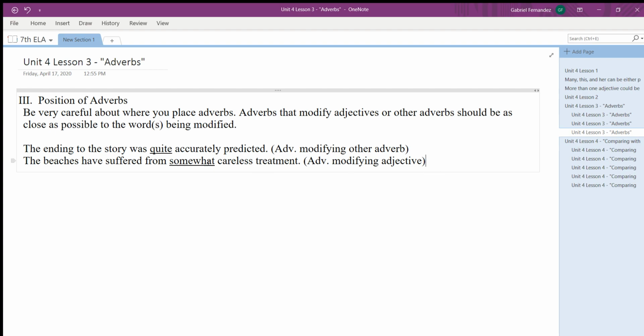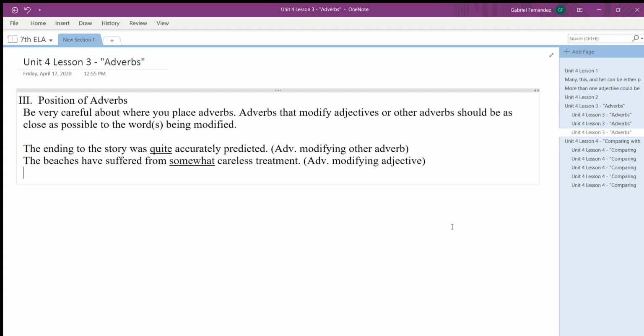But to go along with what I'm saying about being careful of where you place the adverbs, let's use this example. The beaches have suffered from somewhat careless treatment. In the current way it's written, somewhat is telling us that it is somewhat careless treatment. We don't know it's not extremely careless treatment. Right now at its current level, it's somewhat careless treatment.